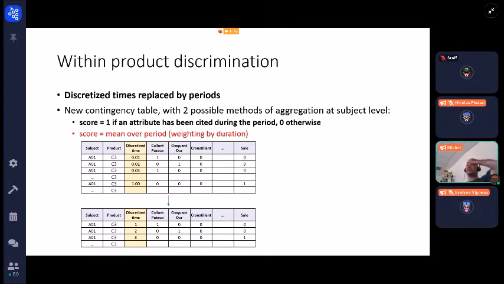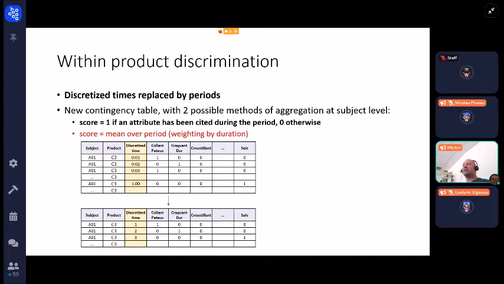So once this period splitting is done, I think it's an interesting approach to study within-product discrimination. In this case, we will replace discretized time by periods, and so we can compute a new contingency table. To compute this table, there are two possible methods of aggregation at subject level. The approach that I consider for this presentation is applicability.